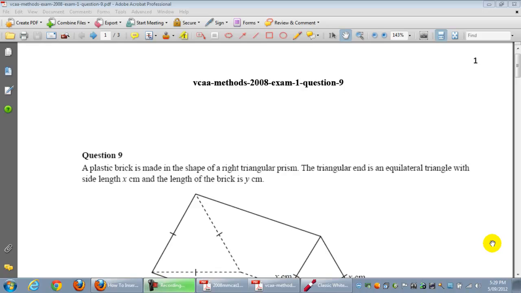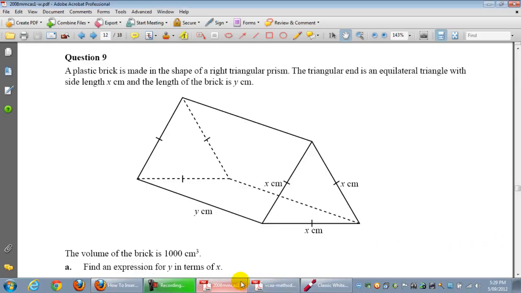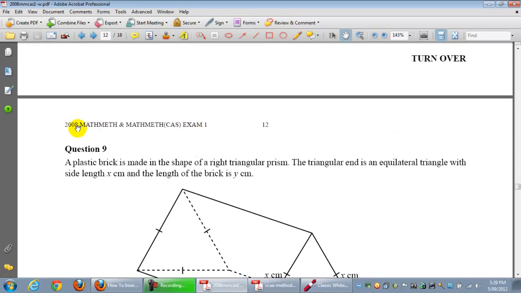Welcome back, students. This time we'll be looking at another exam, the 2008 exam number 1, and we're looking at question 9. Now, as I've mentioned before, there are many different ways you can solve these types of questions, but I'm just going through what I perceive to be one of the simplest ways.